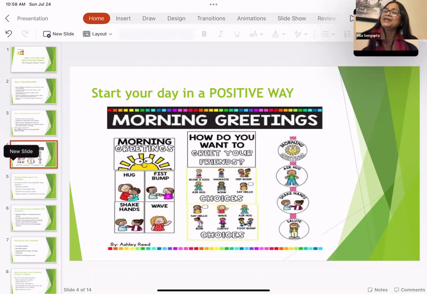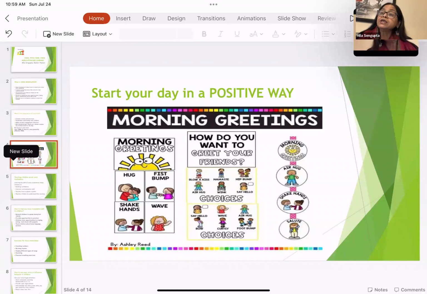Start your day in a positive way, and that is the best way to start your day. So how do we do it? Now, because of COVID, there are different social protocols that have to be maintained, but I'm talking about the general term. And we can hope and pray that soon we're going to get back to our normal routine in the classroom, where this kind of warm environment is very much essential for these young children.